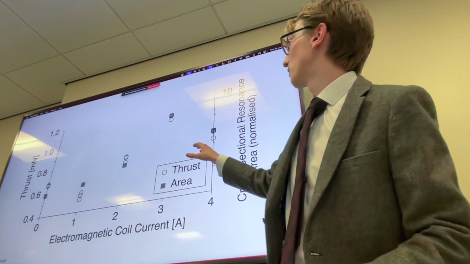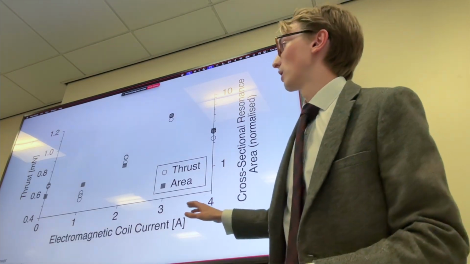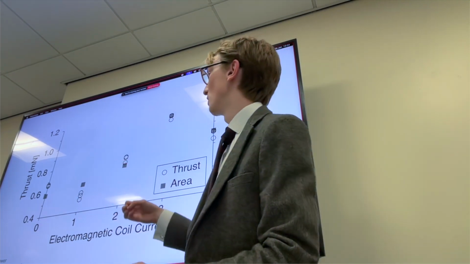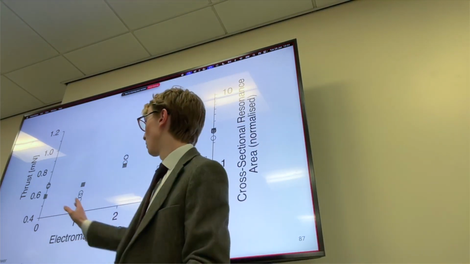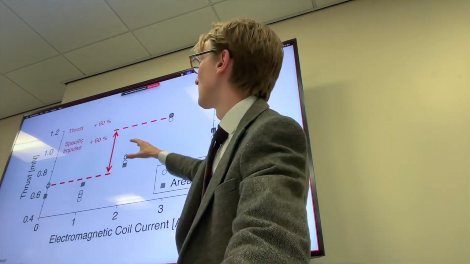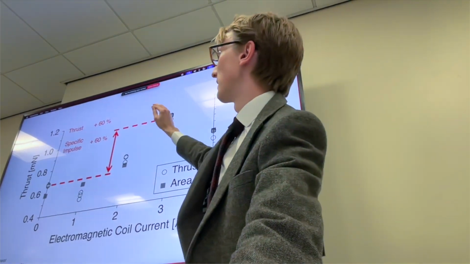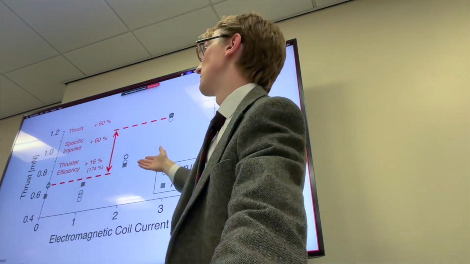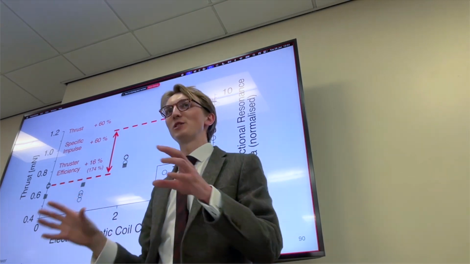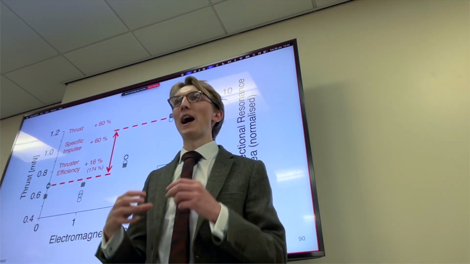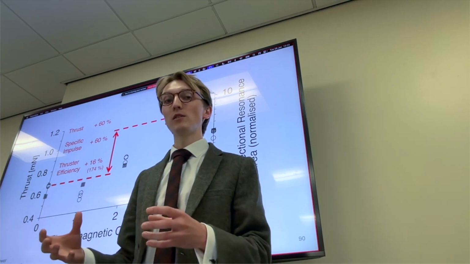So if we go back to our plot of thrust over electromagnetic coil current, we can measure by how much thrust has improved by thickening the resonance region. We can compare 0 amps to 3 amps. And here you can see that thrust and specific impulse has increased by 60%, whereas thruster efficiency is increased by 16%. Now this would actually be 174%, but there's a lot of energy lost to powering the electromagnetic coils.